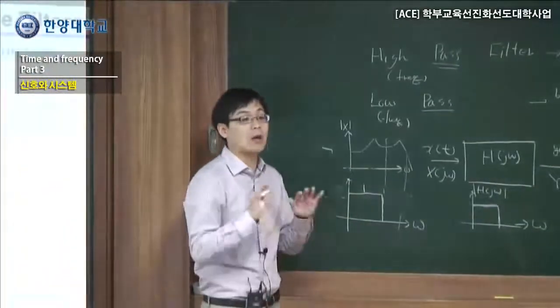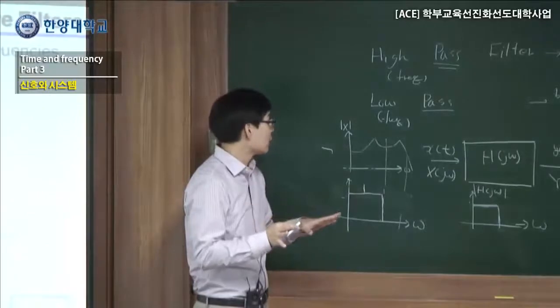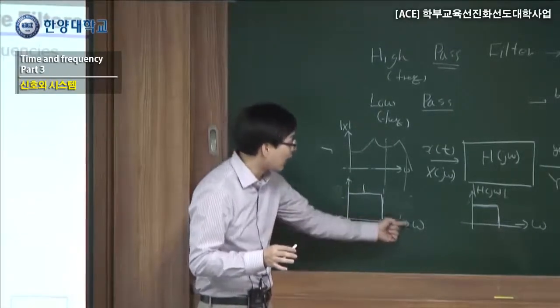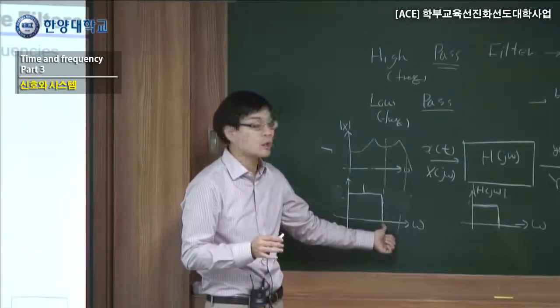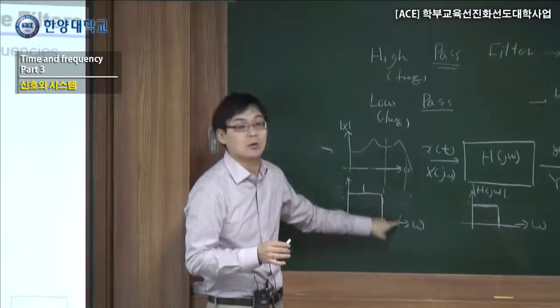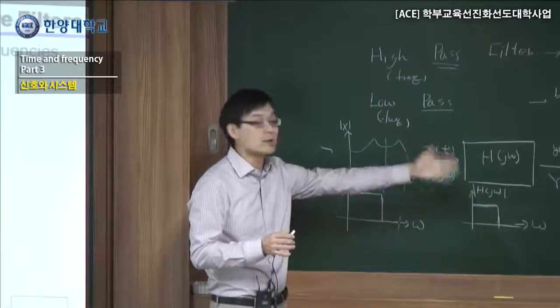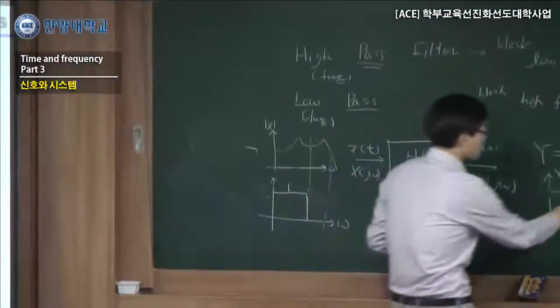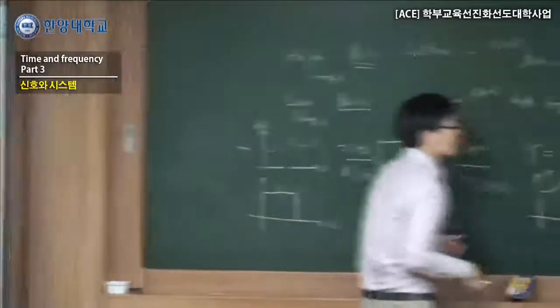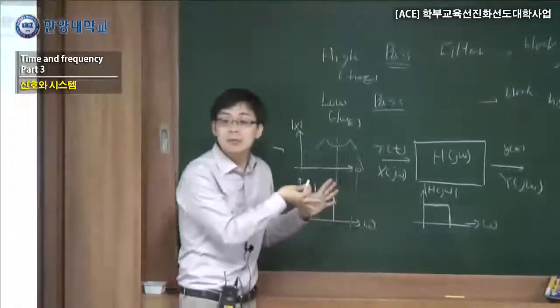However, when the frequency is higher than a certain threshold, then they will be multiplied by 0. Something multiplied by 0 is 0, right? So that means the output is 0, ideally. So they will come like this in frequency, not in time.